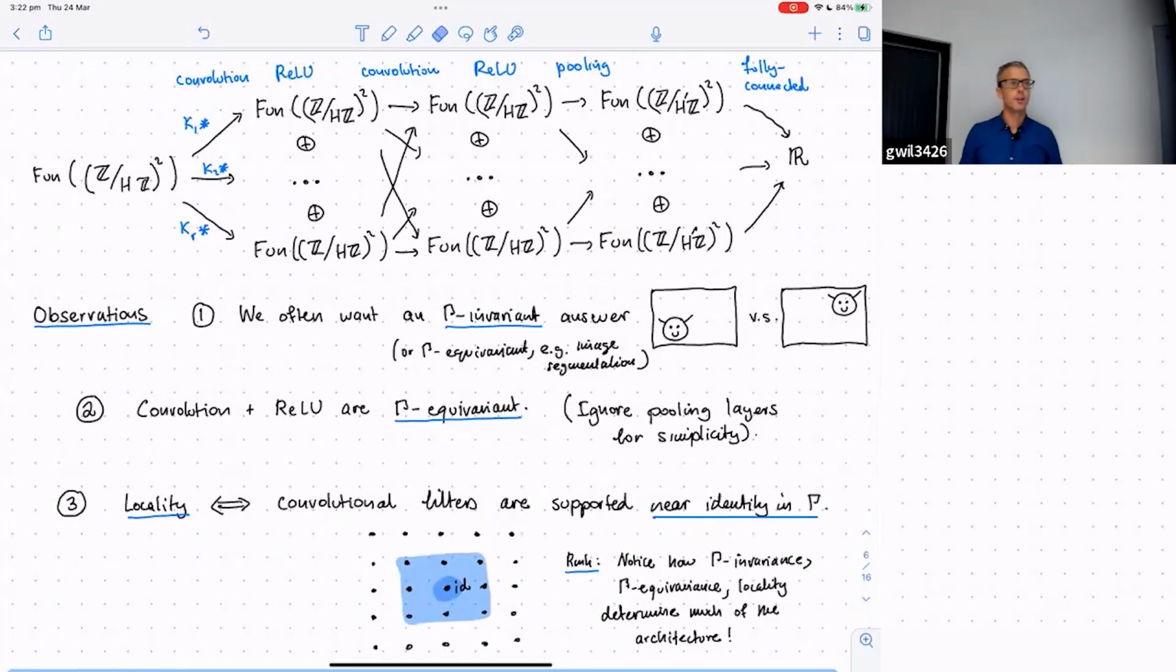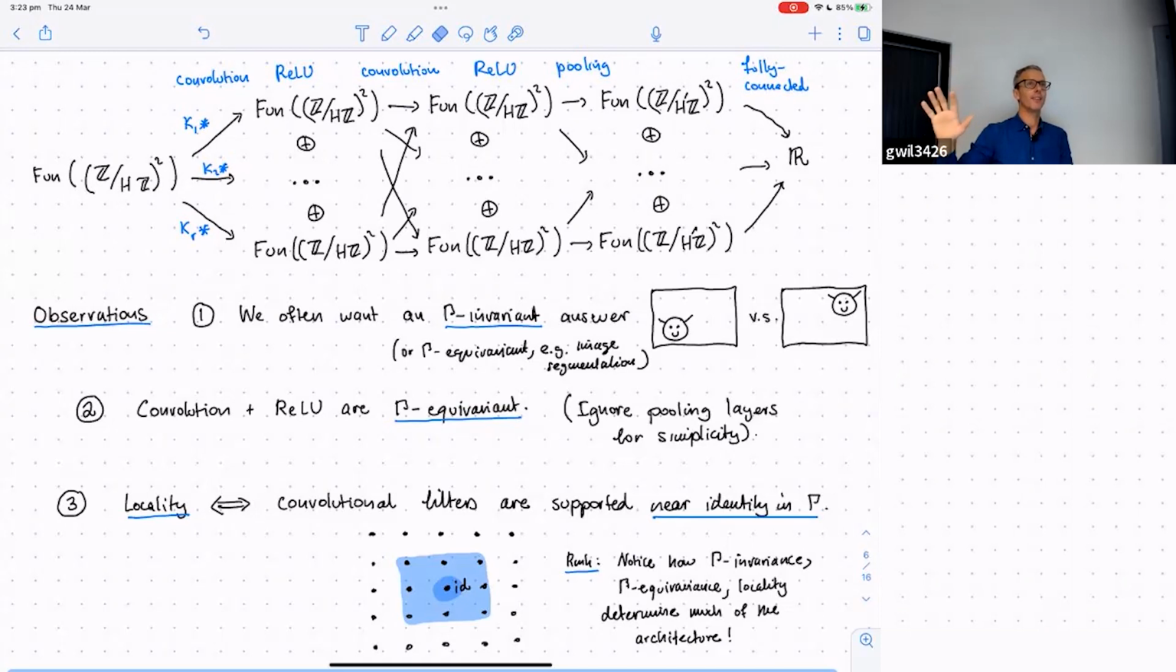Locality, yeah, no, any activation function would be equivariant. But as we'll discuss in a second, it's really essential that these are permutation representations for an activation function to be equivariant. So we have requirement one, we want a gamma invariant answer. Requirement two is that everything going on in this network should be gamma equivariant.